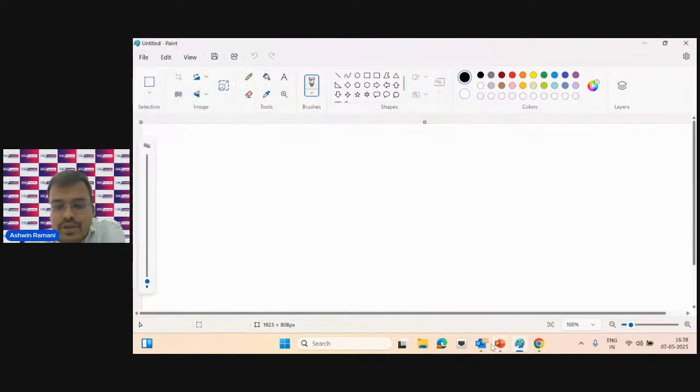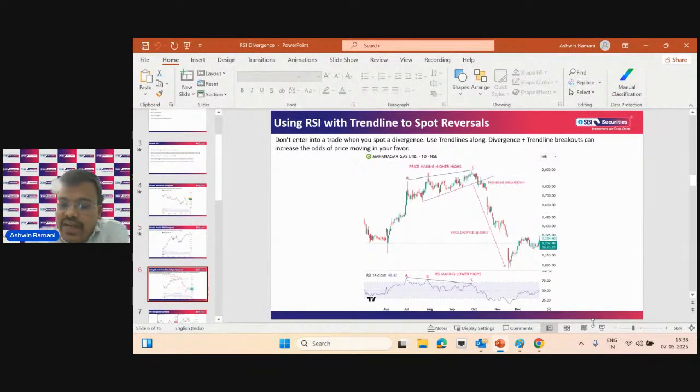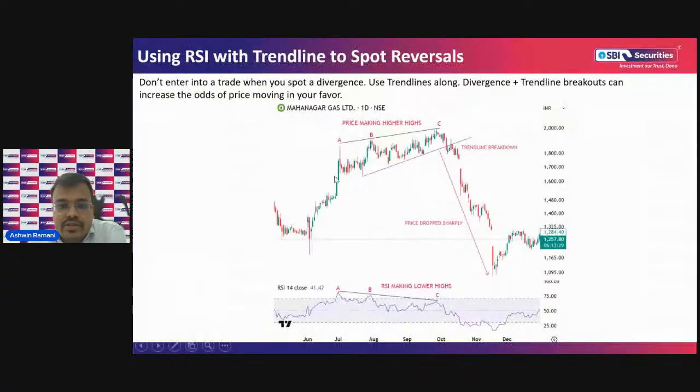Okay. Chalo. Now let me see. So I'll show you one example before we move to the examples here. So can you all see the daily chart of Mahanagar Gas here?